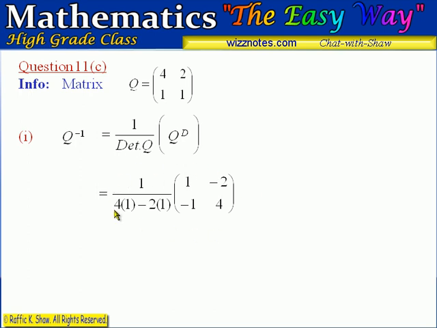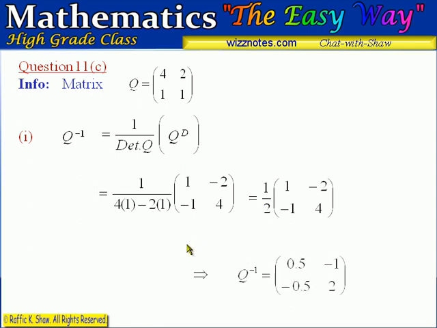And then all we need to do is simplify this calculation. So this reduces to 4 minus 2 is 2 here. And so we have a half multiplied by this matrix. And so to multiply this half by this matrix, we multiply each element in the matrix by half.